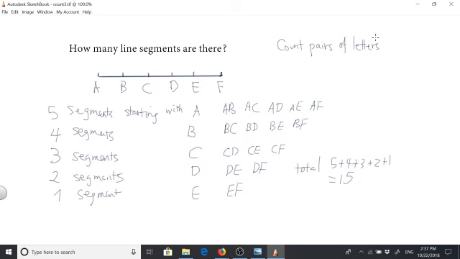You can pause if you want to. All right, now the pause is over. Let's see. To count the pair of letters, you have to have a first letter, then you have to have a second letter. So how many possibilities for the first letter? Well, the first letter, you have A to F, there's 6 possibilities.